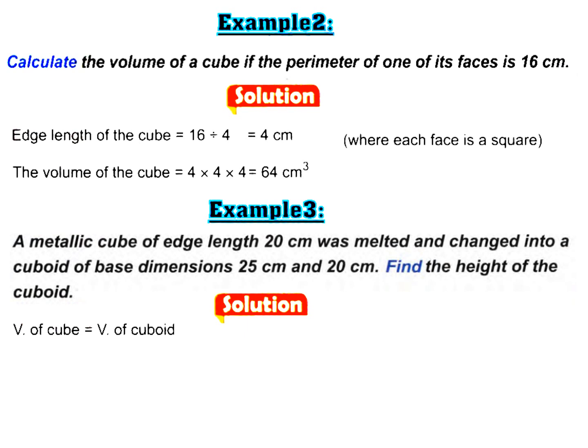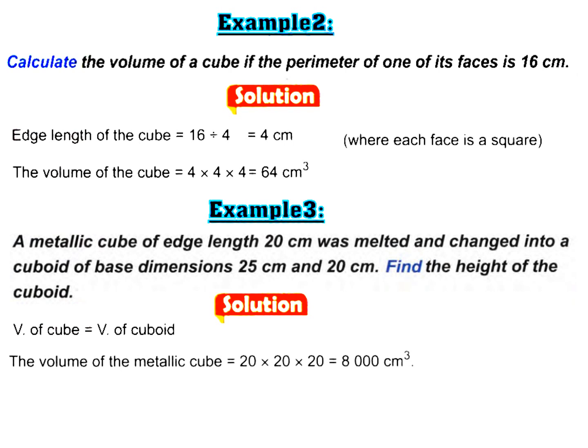Solution: volume of the cube equals volume of the cuboid, because melting this metallic cube doesn't change its volume. Volume of the metallic cube equals 20 times 20 times 20, because s equals 20, which equals 8,000 centimeters cubed. 8,000 centimeters cubed is the volume of the cuboid also.